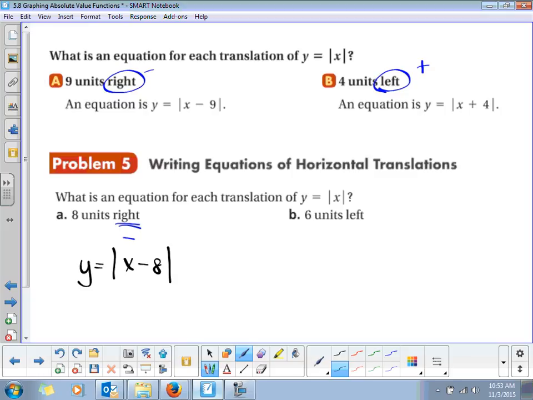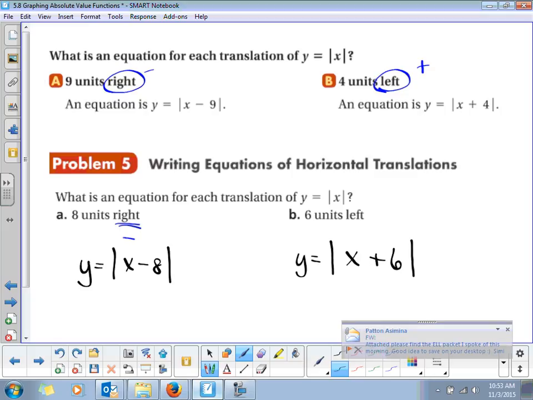Mackenzie, how about letter B? What's that? It would be y is equal to absolute value of x. Very good. And you're done.